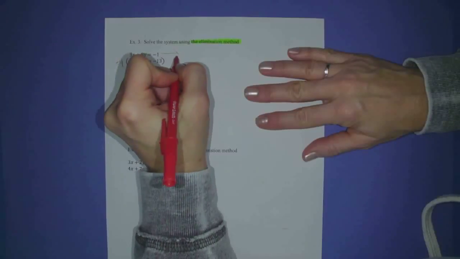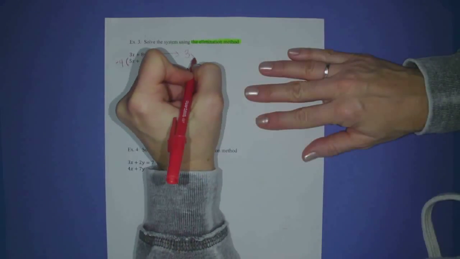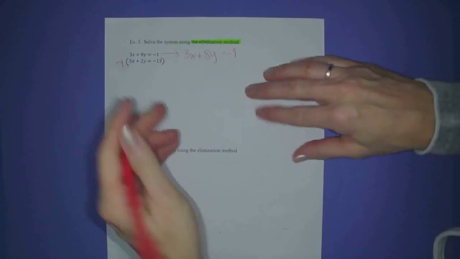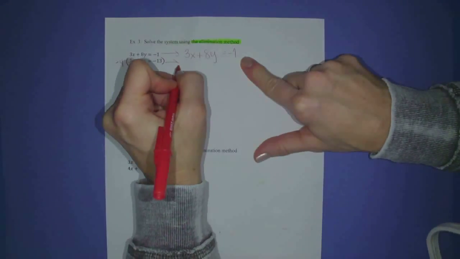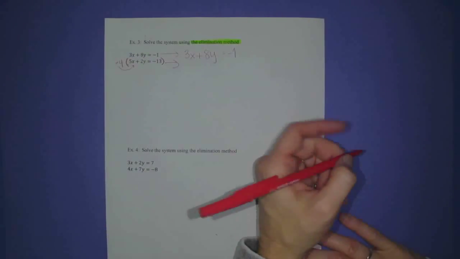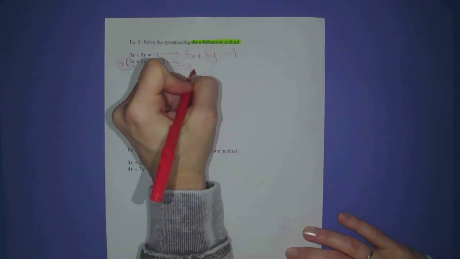So this is what's going to happen. The top equation does not change at all. I'm just going to bring it over. 3x plus 8y equals negative 1. But the bottom, I'm going to distribute this negative 4. So negative 4 times 5x is negative 20x.